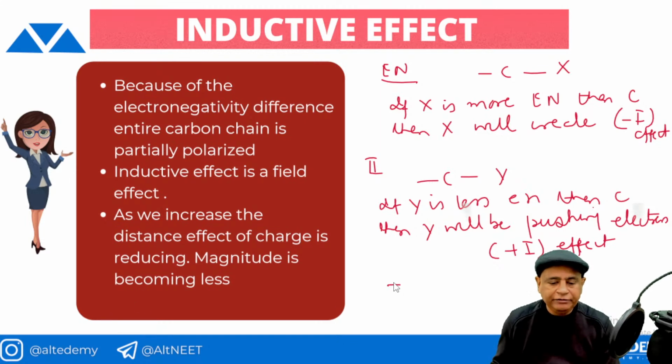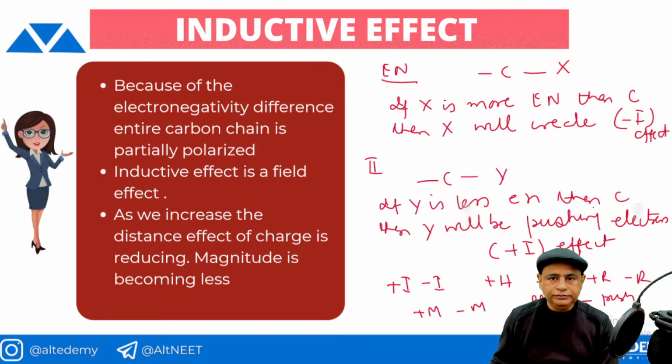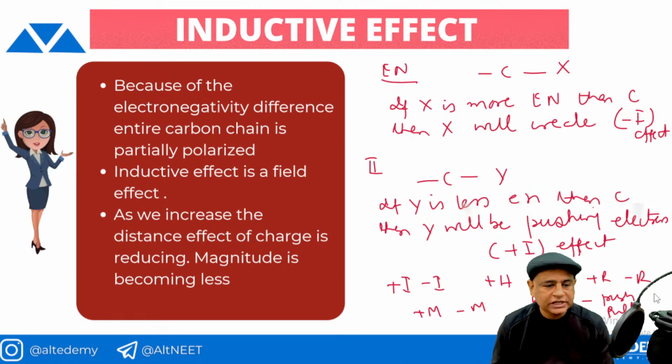Wherever we will be getting frequently plus and minus, we will be getting plus I, minus I, plus H, minus H, plus R, minus R, plus M, minus M. Plus is always push. Remember, plus is always push. Minus is always pull. Right? In all these cases. Because of the electronegativity difference, the entire carbon chain is partially polarized.